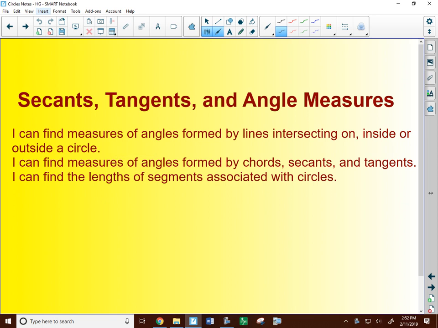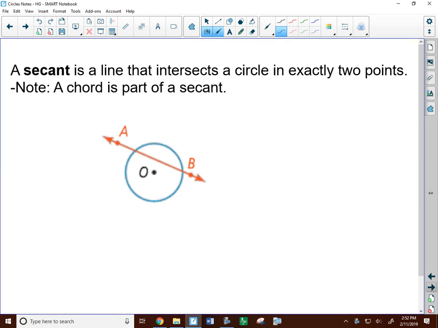Okay, talking about secants today and the angles that they form. We have chosen properties we know about those secants. Tangents can be involved a little bit, and we'll talk about angles and lengths, but for this video it's just going to be secants and their angles. So what is a secant? It's a line that goes through a circle.